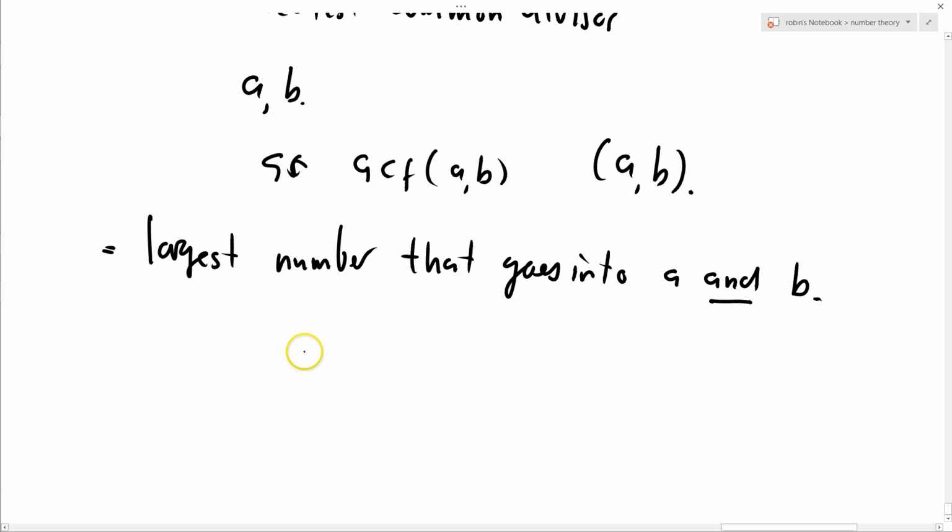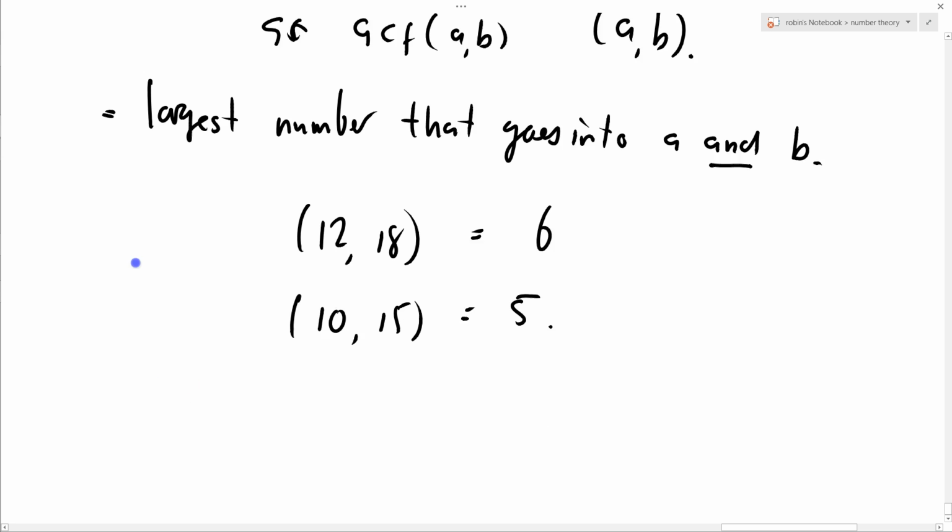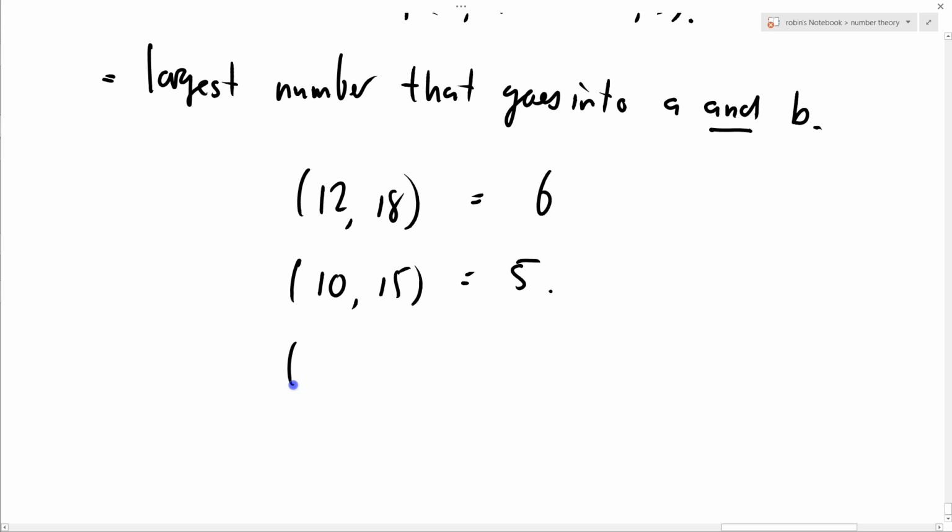So (12, 18) equals 6, because 6 goes into both 12 and 18. It goes into 12 twice, and it goes into 18 three times. And you can't get any larger number than 6, because the only larger divisor of 12 is 12 itself, and that doesn't go into 18. Let's try 10 and 15. That's going to be equal to 5. And so forth. Let's try 27 and 6, and that's going to be equal to 3, and so forth.